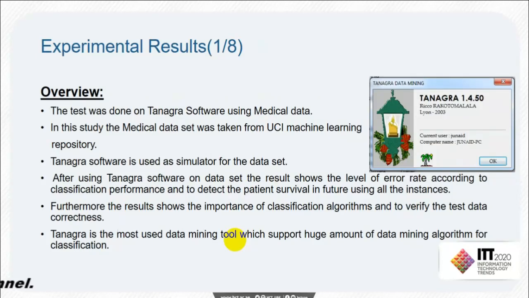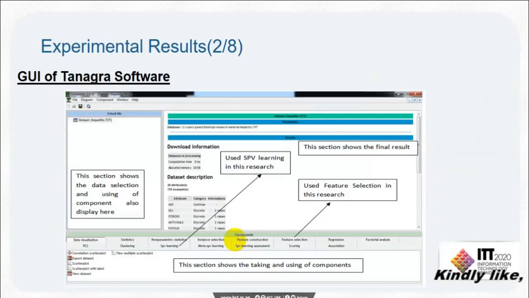Experimental result: I have used the Tanagra software. The test was done on Tanagra using a medical dataset, taken from the UCI machine learning repository. Tanagra is used as a simulator for the dataset. After using Tanagra on the dataset, the results show the level of error rate according to classification performance, and help detect the patient survival in the future using all the instances. Furthermore, the result shows the importance of the classification algorithm and verifies the test data correctness. Tanagra is the most used data mining tool, which supports a huge number of data mining algorithms for classification.